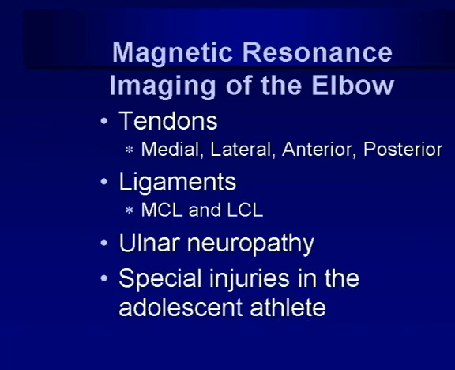I'm going to move on from there to talk about the ligamentous structures of the elbow. And there we're going to address the medial collateral ligamentous complex and then move on to the lateral collateral ligamentous complex. I'm going to touch briefly on ulnar neuropathy. I can't possibly do all of the compressive neuropathies at the elbow in this talk, given the time constraints. I think ulnar neuropathy is most common, so I'm going to talk about that. And then lastly, I'm going to touch on some special injuries in the adolescent athlete.